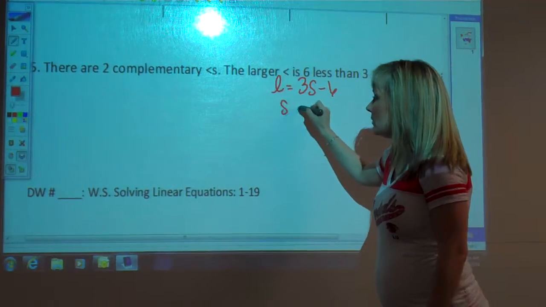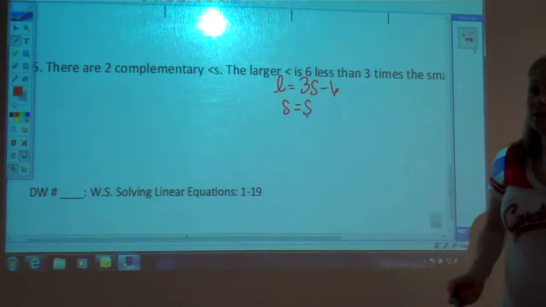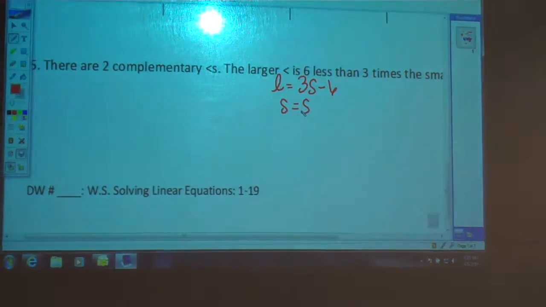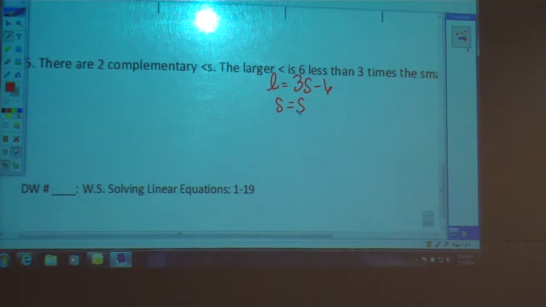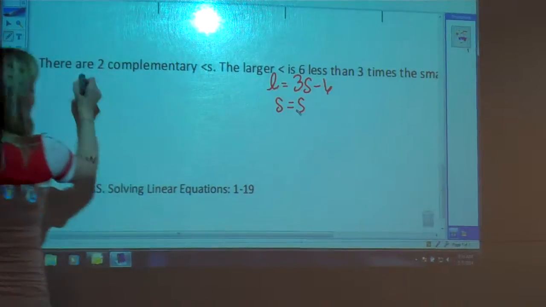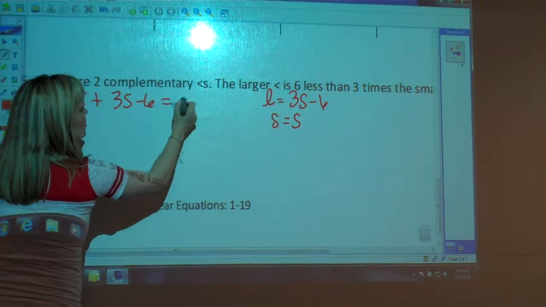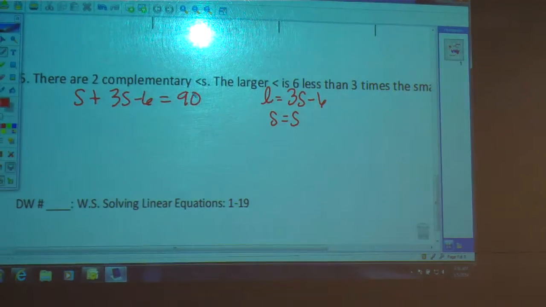The smaller one, we call it s. Yes, you could call it x if you wanted to. There are two complementary angles. What does that tell you? What does complementary mean? They add up to 90. So that means that I'm going to say s plus 3s minus 6 is equal to 90 degrees, yes?